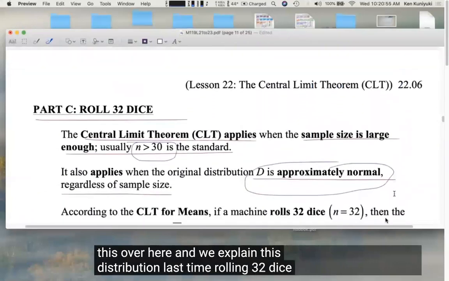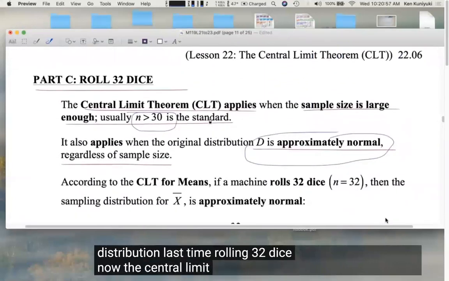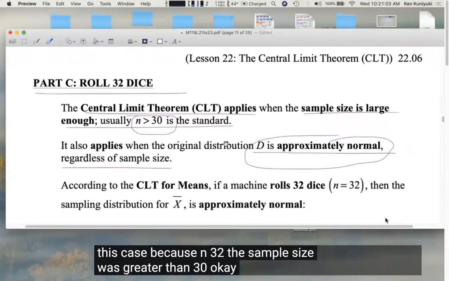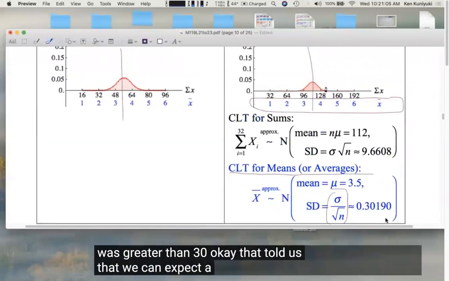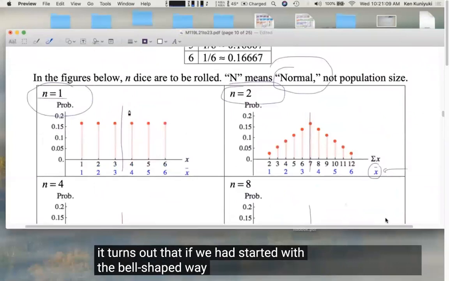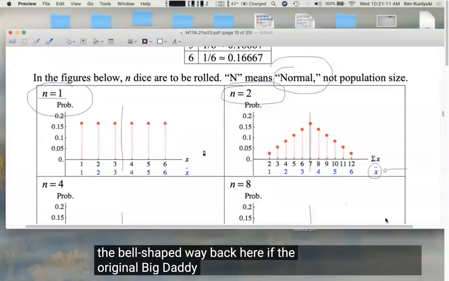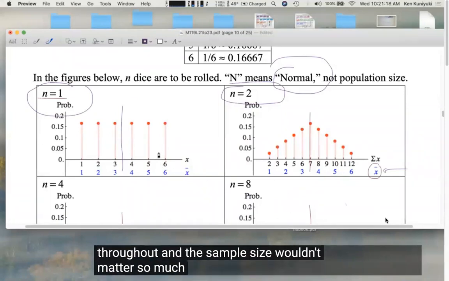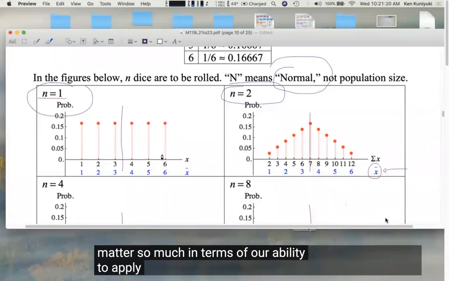Rolling 32 dice. Now, the central limit theorem applied in this case because n, 32, the sample size, was greater than 30. Okay, that told us that we can expect a bell shape here. But it turns out that if we had started with the bell shape way back here, if the original Big Daddy distribution were basically normal, then we'd have normals throughout, and the sample size wouldn't matter so much in terms of our ability to apply the CLT.